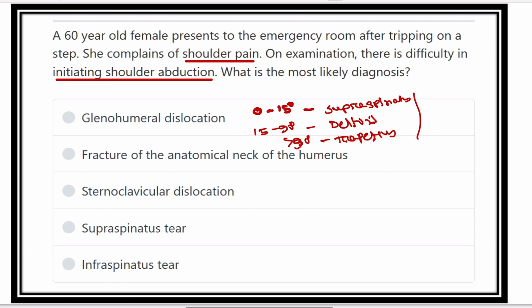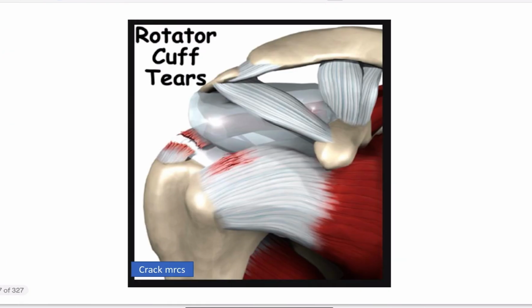Here we can see 0 to 15 degrees is the initiation, 15 to 90 degrees is the next step, and more than 90 degrees is the final phase. The initial phase, 0 to 15 degrees, is done by the supraspinatus muscle, 15 to 90 degrees by the deltoid, and more than 90 degrees by the trapezius. So first of all, let's see the rotator cuff tear.